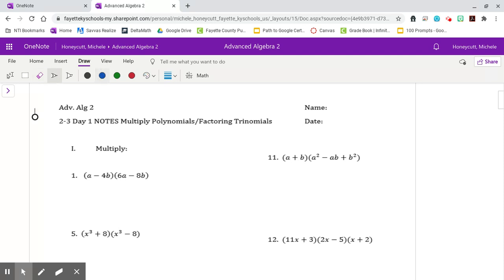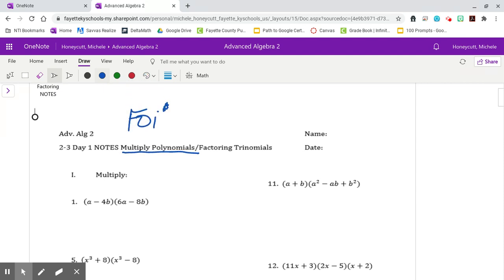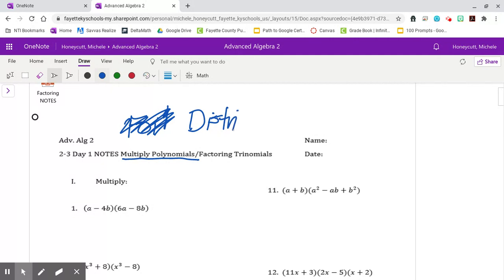So whenever you're multiplying polynomials, you may have heard the term FOIL before, which is okay. But FOIL only works on binomials. If you haven't heard FOIL before, don't worry about it. You'll hear me say the word distribute a lot because we will be distributing from one term. We'll be multiplying that term to the other polynomial.